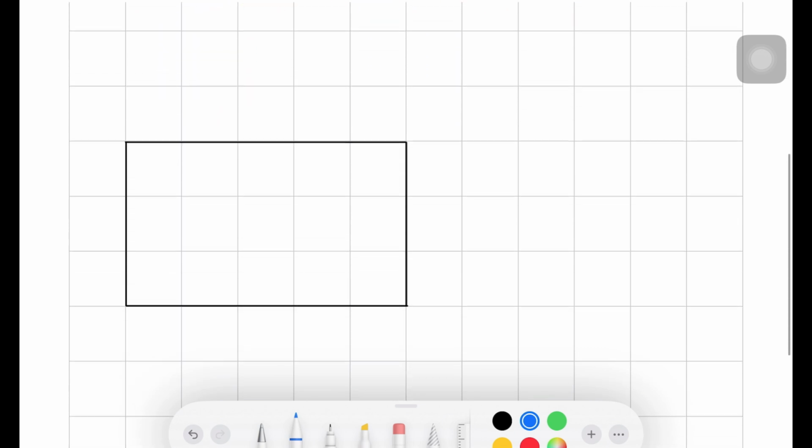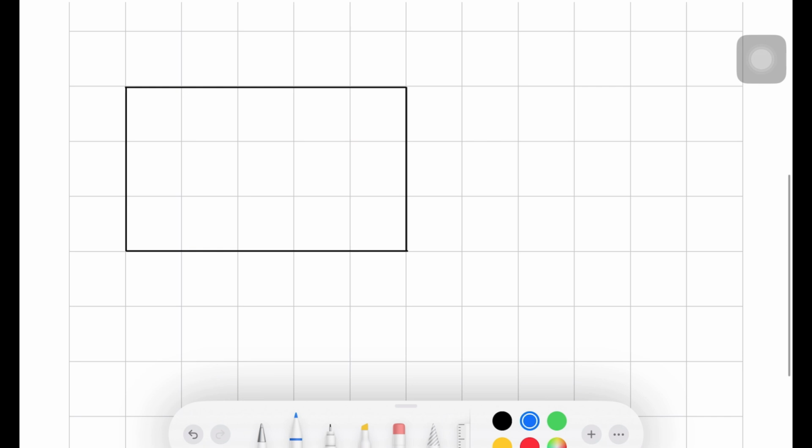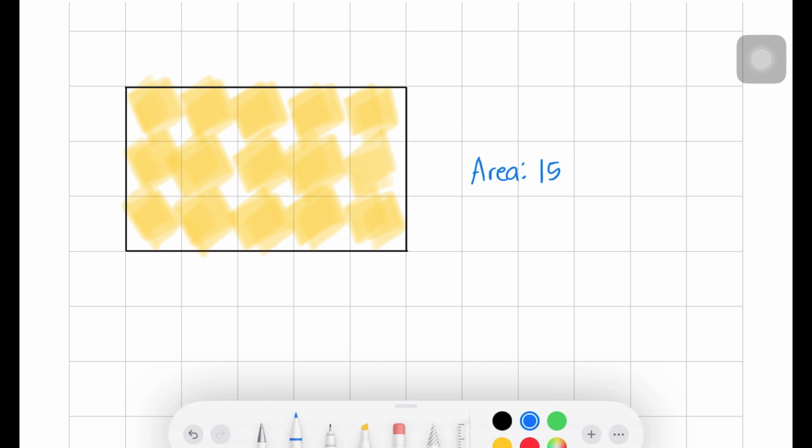Another example is this rectangle. We will be counting the number of square units it covers. 1, 2, 3, 4, 5, 6, 7, 8, 9, 10, 11, 12, 13, 14, 15. So that means the area of this rectangle is 15 square units.